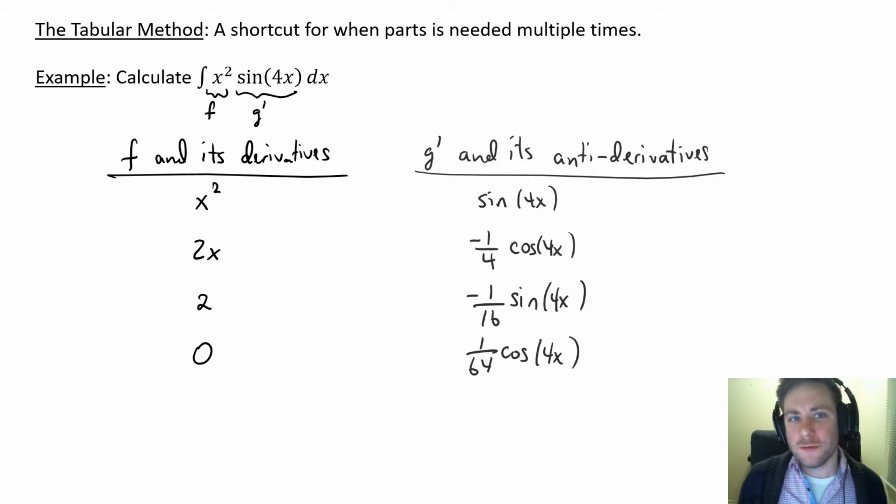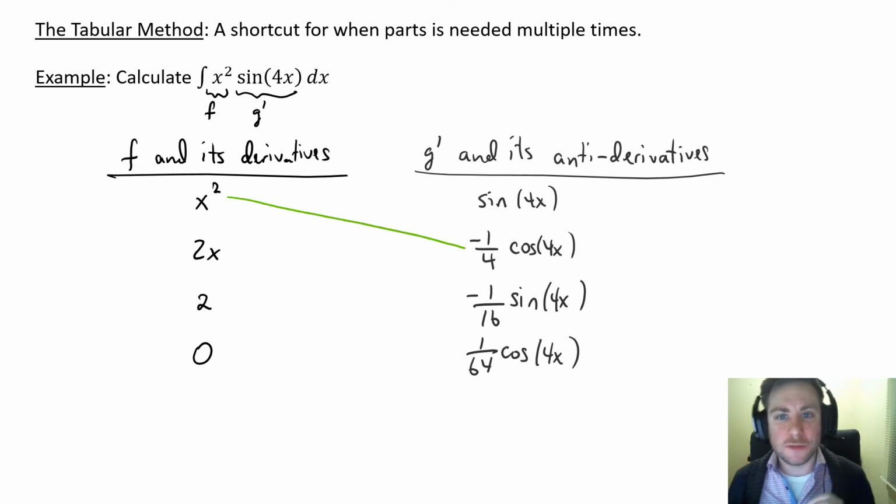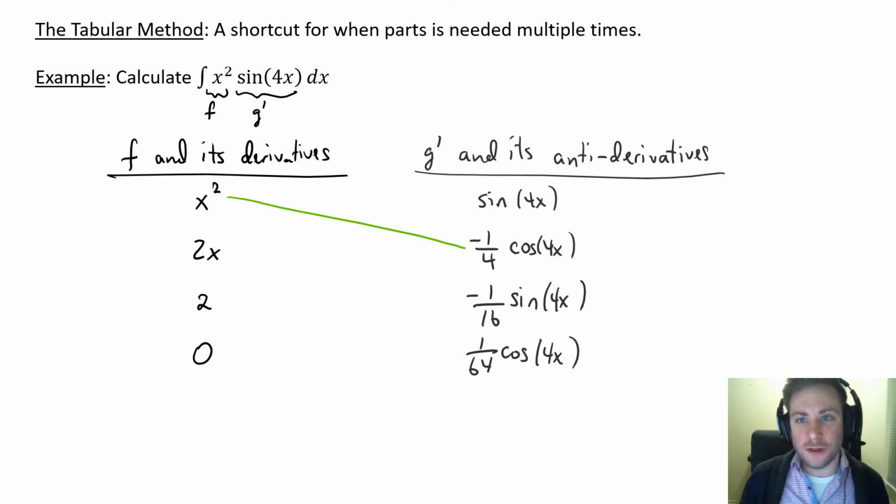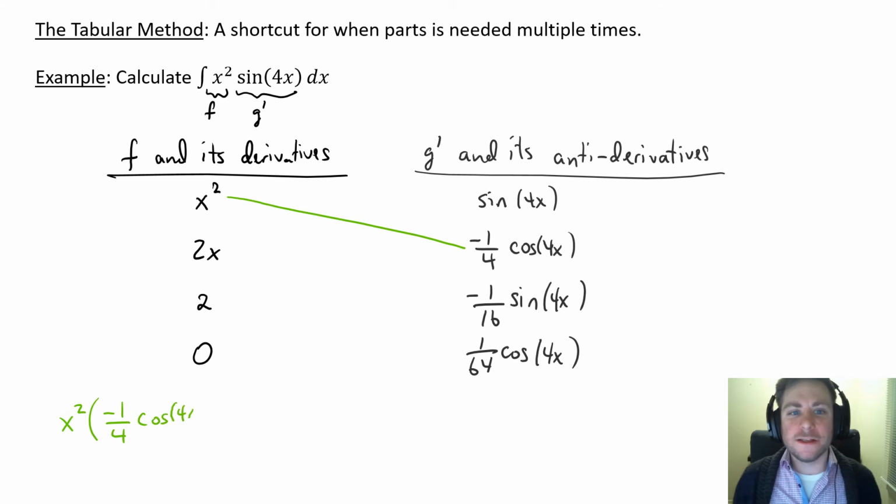Now, each time we integrate by parts, we get a term of the form f times g. So in our table, I'm going to match f with g and multiply these together to start forming my answer. Now I'll explain why momentarily, but I'm also going to associate a plus sign to this pair, and that just signifies that this term adds to my final answer.